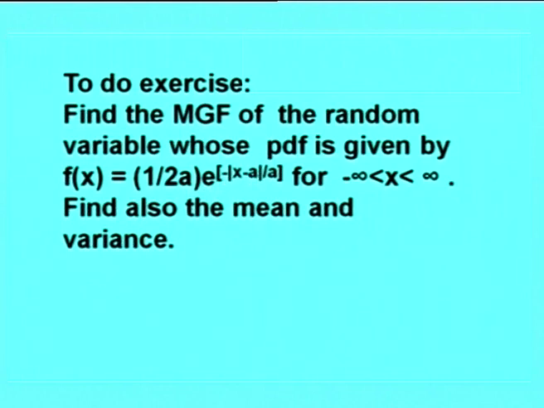Find the MGF of a continuous random variable whose PDF is given by f of x is equal to 1 by 2a e power minus modulus of (x minus a) by a, for minus infinity less than x less than infinity. It is similar to the second problem we have done. Carefully take the modulus for x greater than a in one interval and x less than a in another interval. So, you have to break the interval minus infinity to infinity at a, as minus infinity to a and a to infinity, and using MGF as usual we can find out the mean and variance.